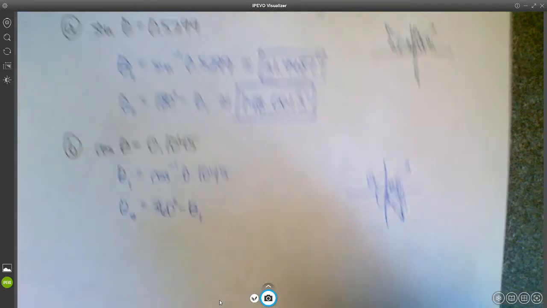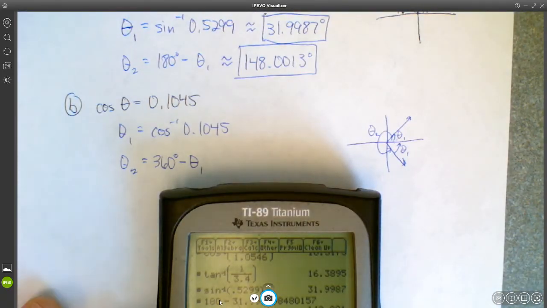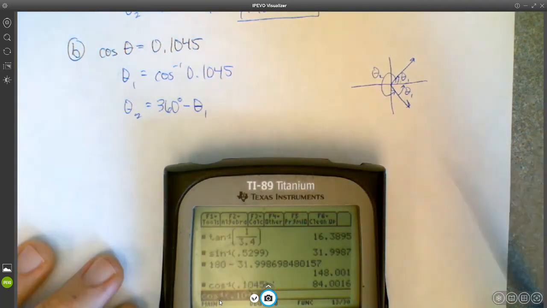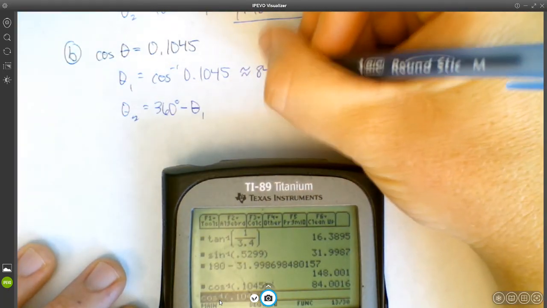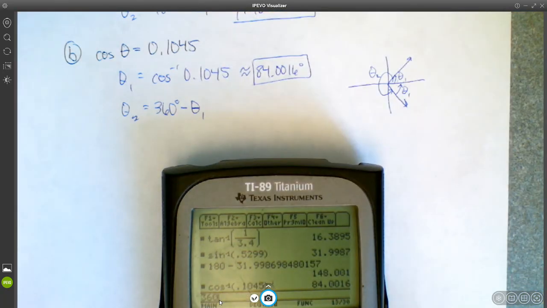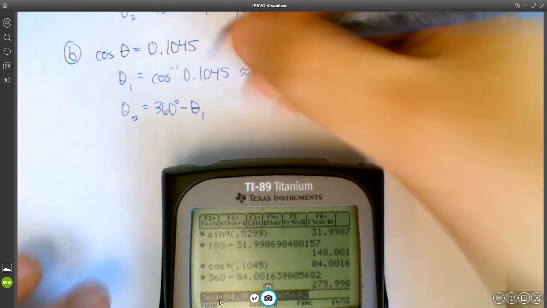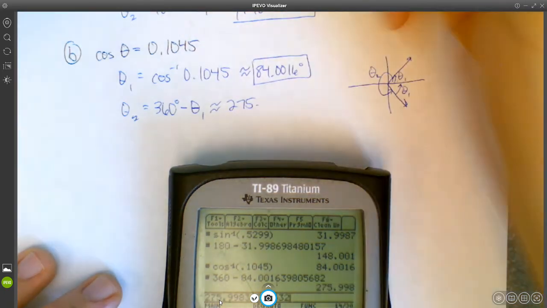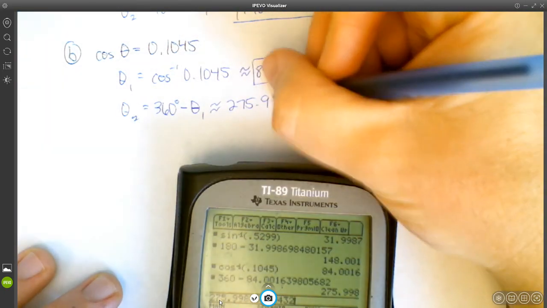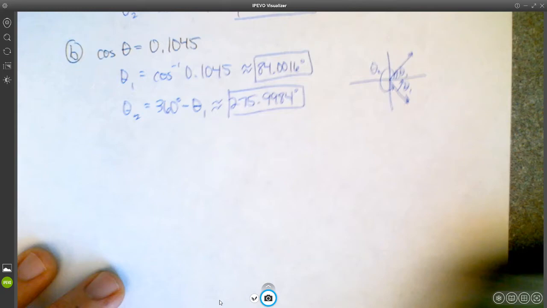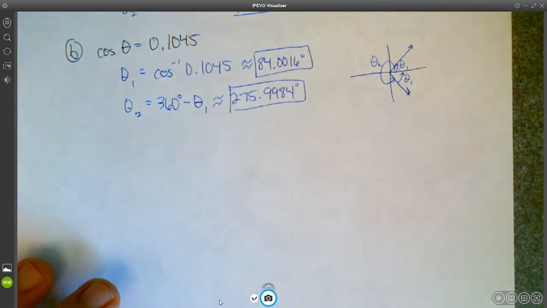Let's see what we get. Cosine inverse of 0.1045 is about 84.0016 degrees. And then 360 degrees minus that is about 275.9984 degrees. Okay. One more for good measure.